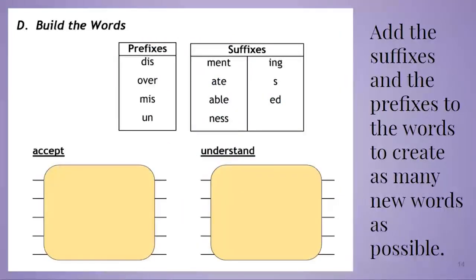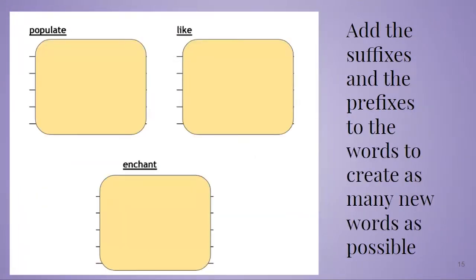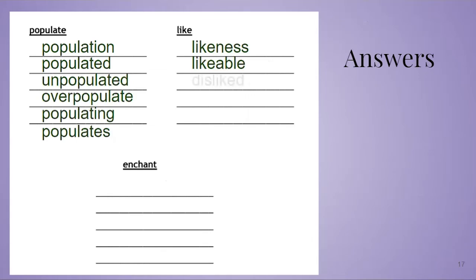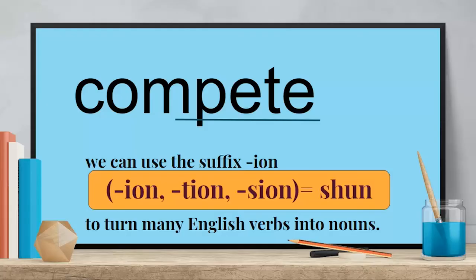They also have for you building out some words with different prefixes and suffixes. So we have accept, understand, populate, like, and enchant, and a bunch of answers are on the following slides. You might find some words that aren't on there.